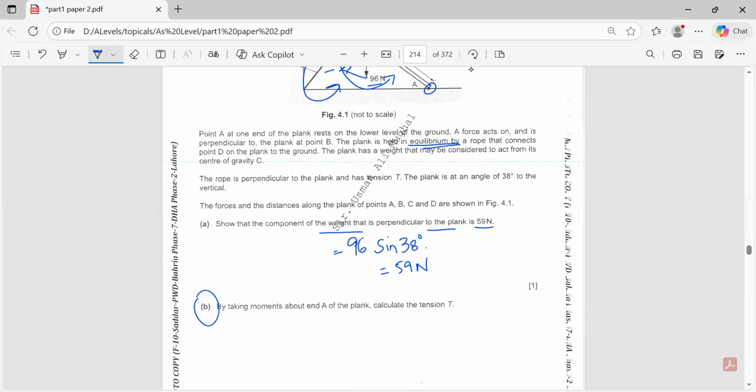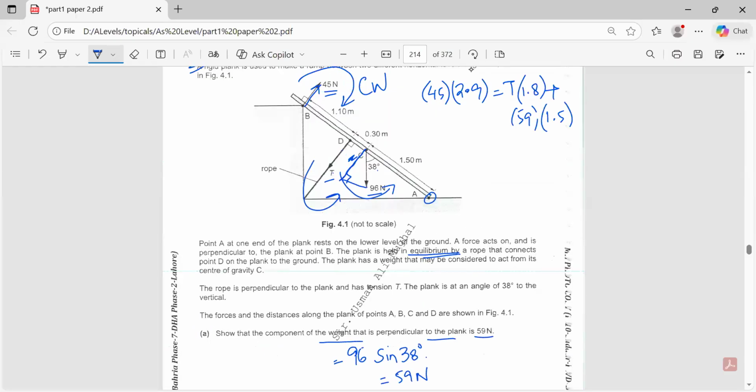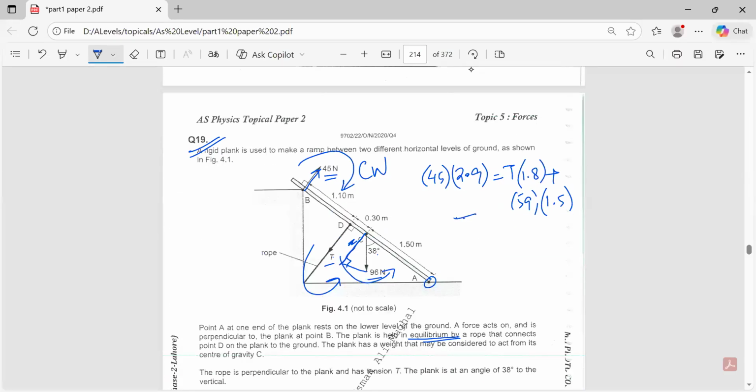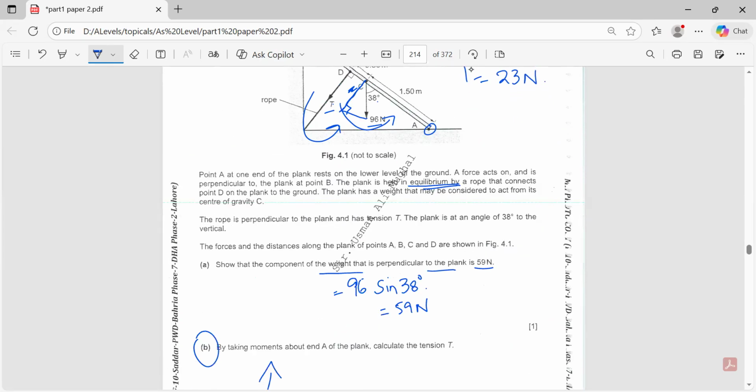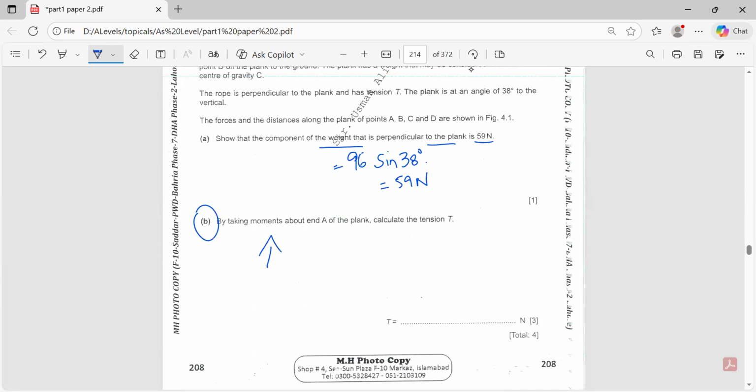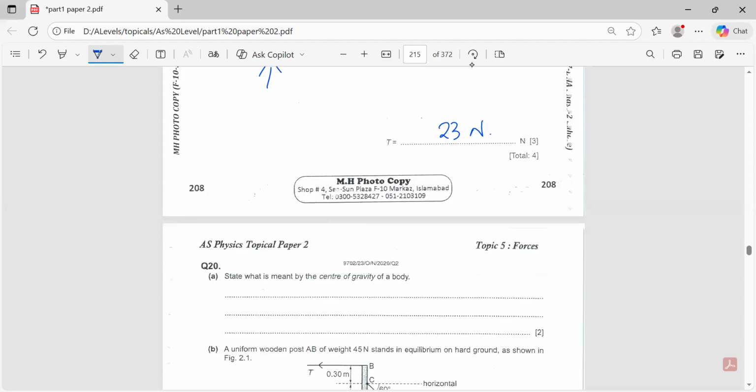I'm just solving part B above. So part B has the value of T as, after solving this, let me tell you what value we are going to get. It will be equivalent to 23 newtons. So this is how question 19 is going to be solved. Our tension will be equivalent to 23 newtons. It is just a similar question to the way we solved the previous one. Okay, moving on to the next question.